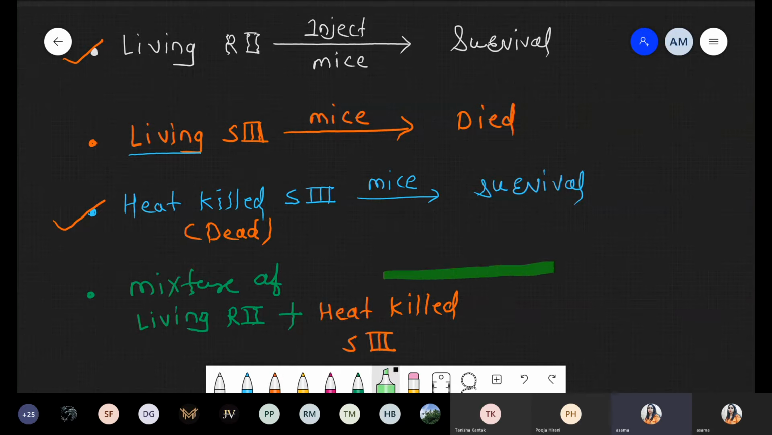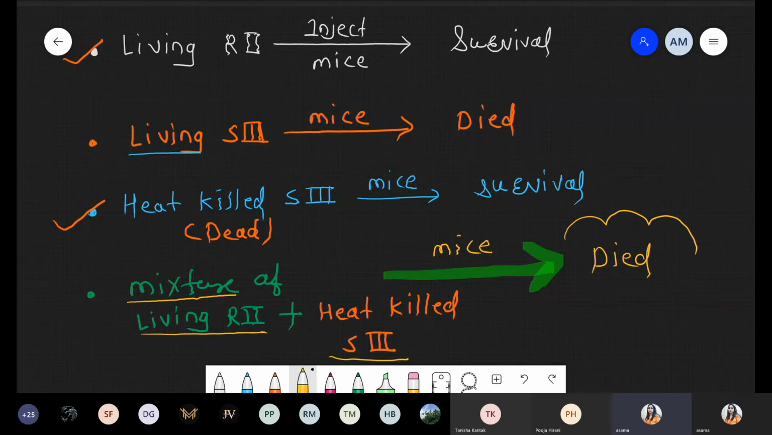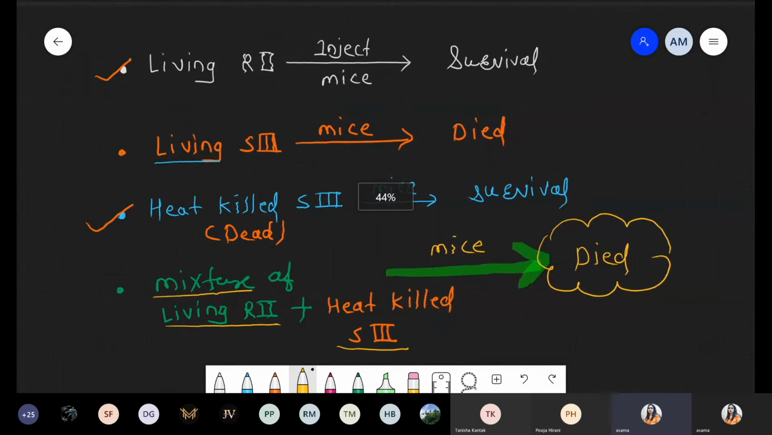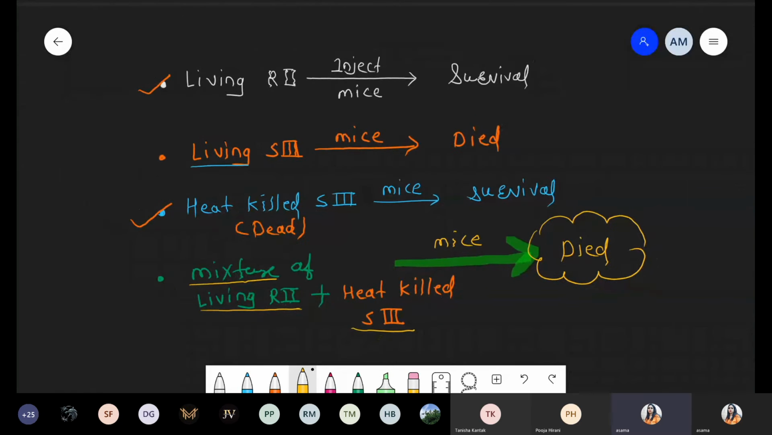Again that mouse survives. So that mixture, living R2 and heat-killed S3, is injected into the mouse's body, and what will happen? It obtained a quite surprising result: the mouse died. If you check the individual results, here it survives and here it survives.